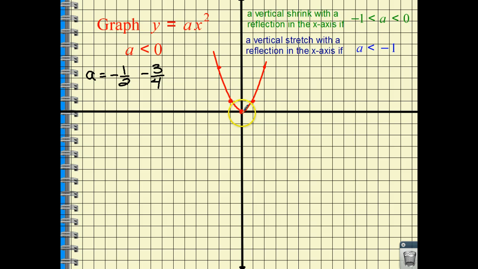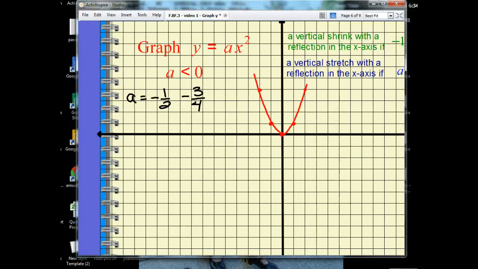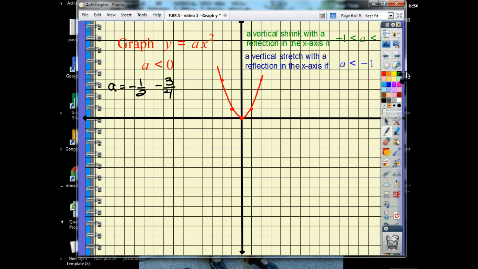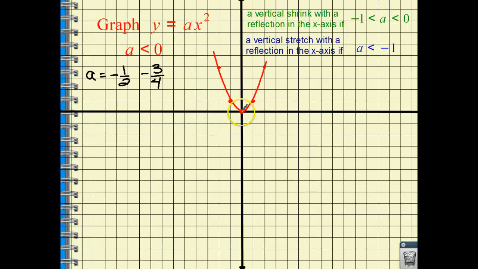So we take the parent, we reflect it over the x-axis. Let me get my green pen out to kind of stay consistent here. And then it is going to be a shrink, so it's going to get wider. All right, so there's your reflection and there's your shrink. The negative is the reflection. The shrink makes it get wide.